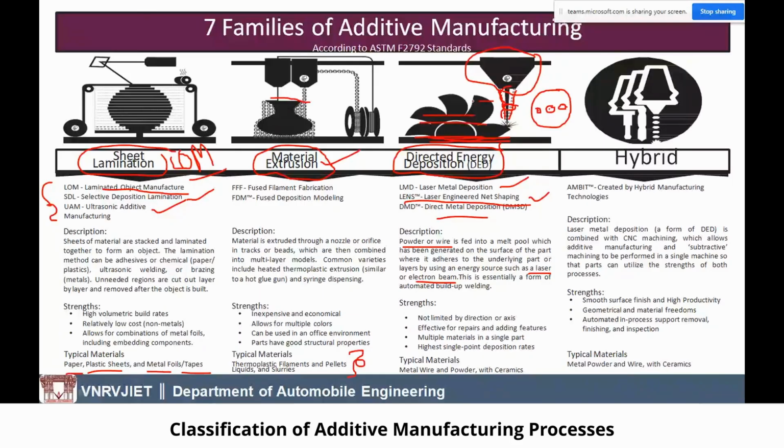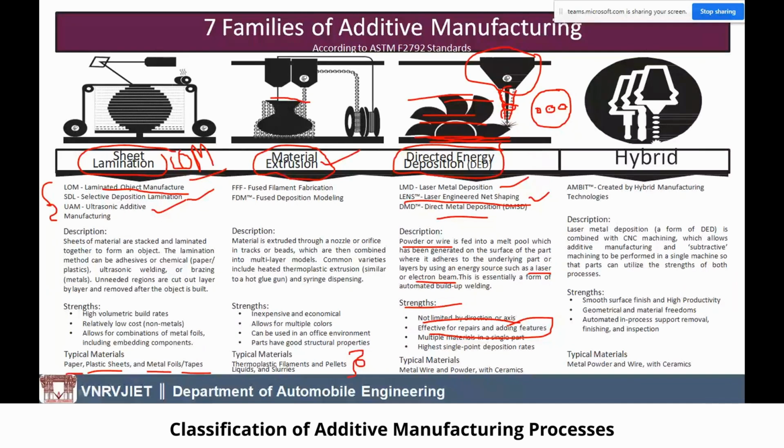The main strength of this process is that it is not limited by direction and axis, so there is no limit to the axis and direction, and it is effective for repairs and adding features. That means mostly we use this process for repairing any component which is damaged, or suppose if you use a part continuously, that part has worn out. The worn out part, if you want to get it back to its original dimensions, we deposit using this method. We call it the direct energy deposition method.